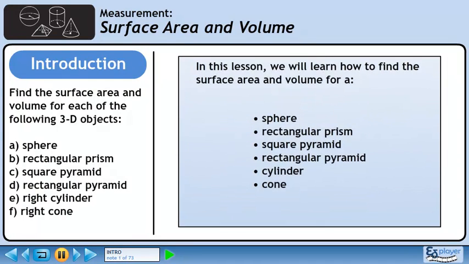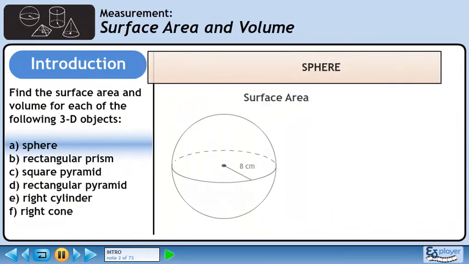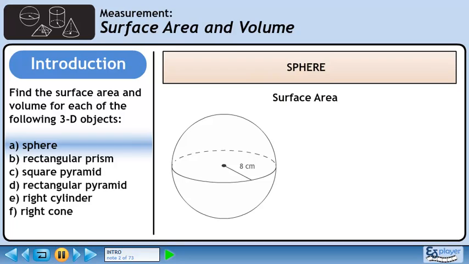In this lesson, we will learn how to find the surface area and volume for a sphere, rectangular prism, square pyramid, rectangular pyramid, cylinder, and cone. We'll start by learning how to calculate the surface area of a sphere.